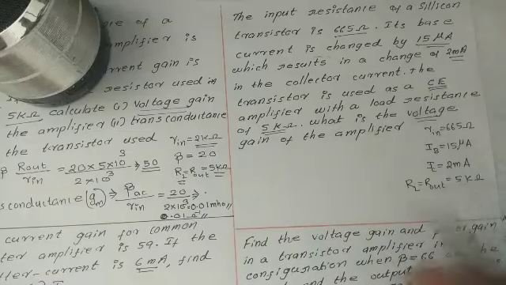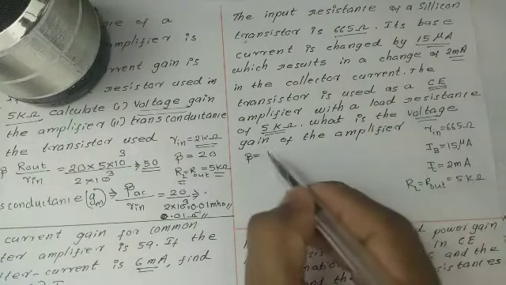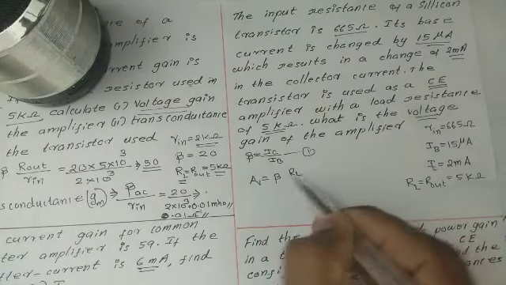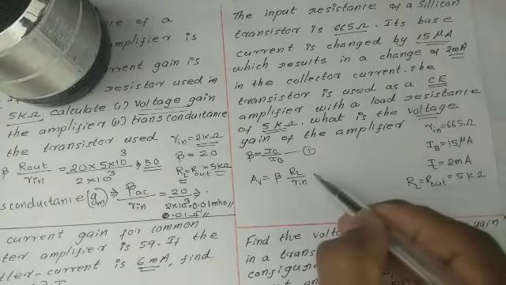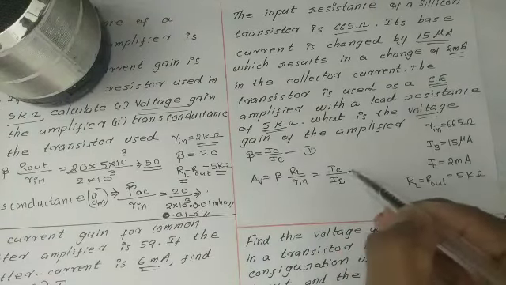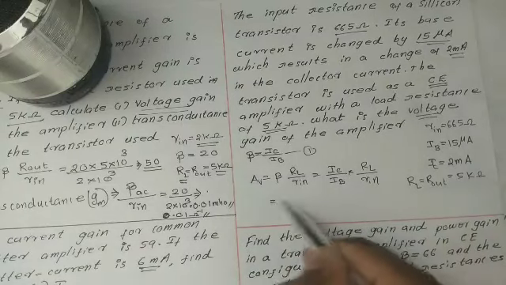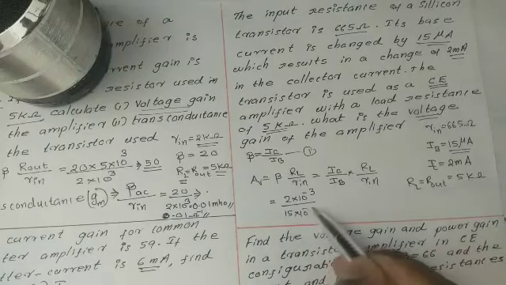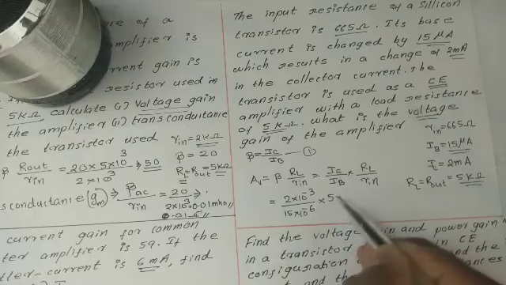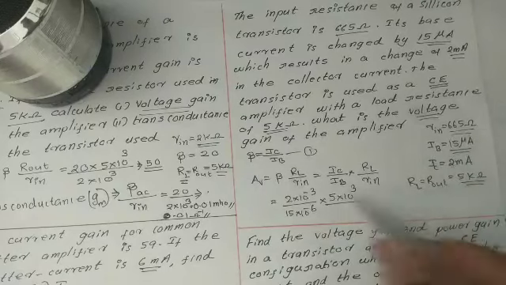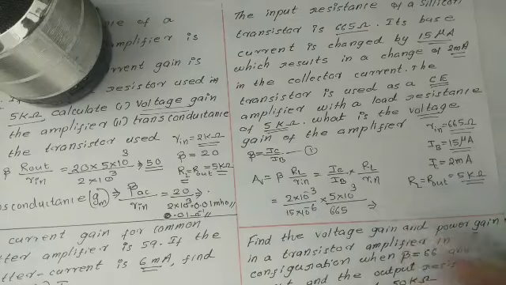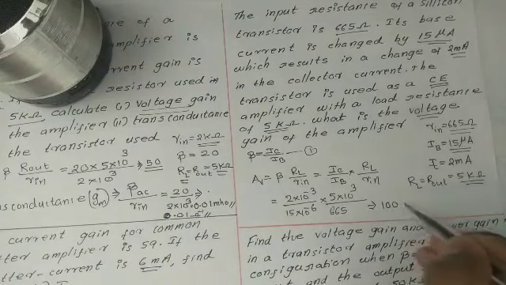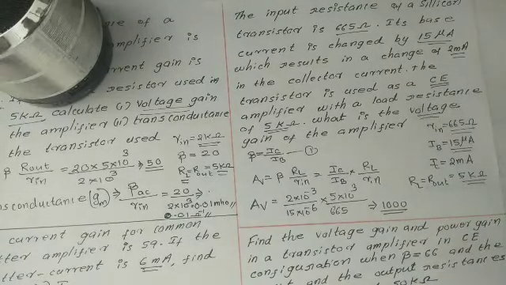It's a common emitter amplifier. So we can write beta is equal to IC divided by IB. Voltage gain AV equal to beta into load resistance divided by input resistance. Here beta equal to IC by IB. So IC divided by IB into RL divided by RIN. Here IC equal to 2 milliampere, that is 2 into 10 raised to minus 3, divided by IB, 15 microampere, so 15 into 10 raised to minus 6, RL equal to 5 kilo ohm, so 5 into 10 raised to 3 divided by R in, 665. Substitute and simplify. We get 1000. So voltage gain AV is equal to 1000.